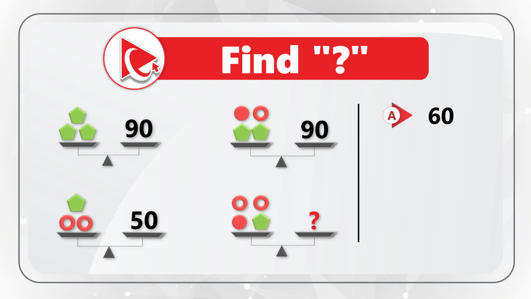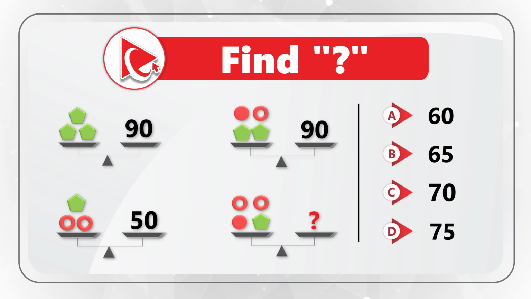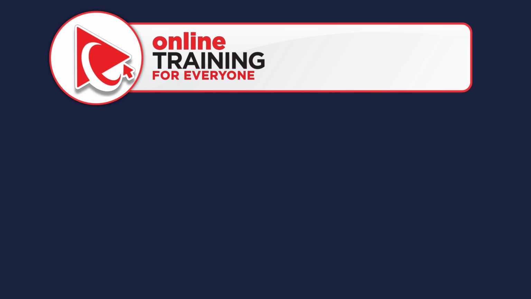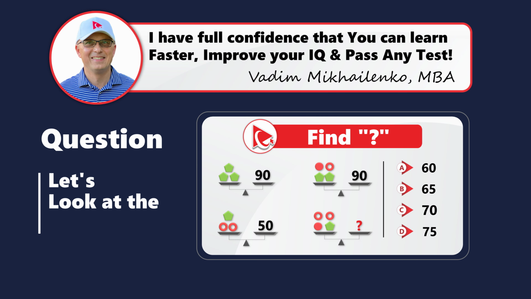Choice A, 60, choice B, 65, choice C, 70, and then choice D, 75. Take a close look to see if you can do the calculations and come up with the right solution. On my end, I'm moving forward to share with you my version of the answer, and obviously if you have a better way to solve it, please make sure to post in comments.